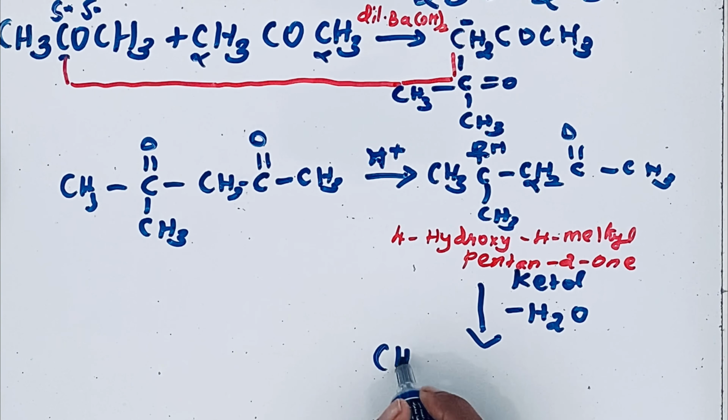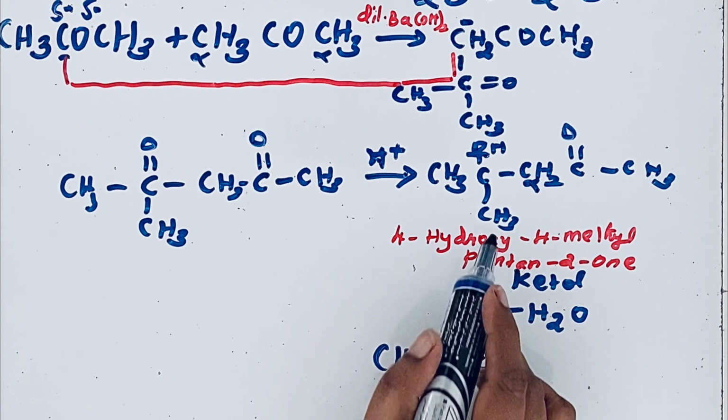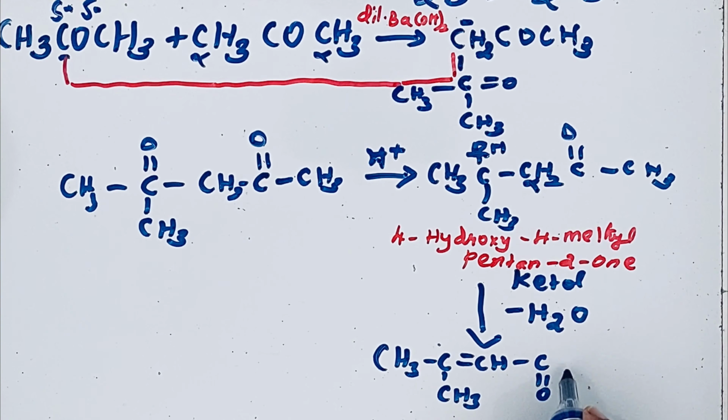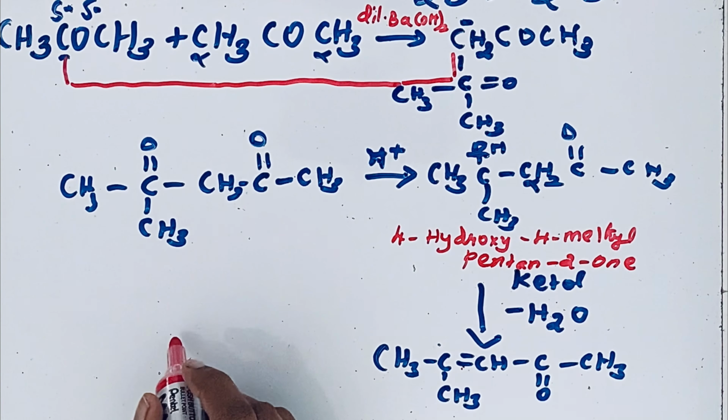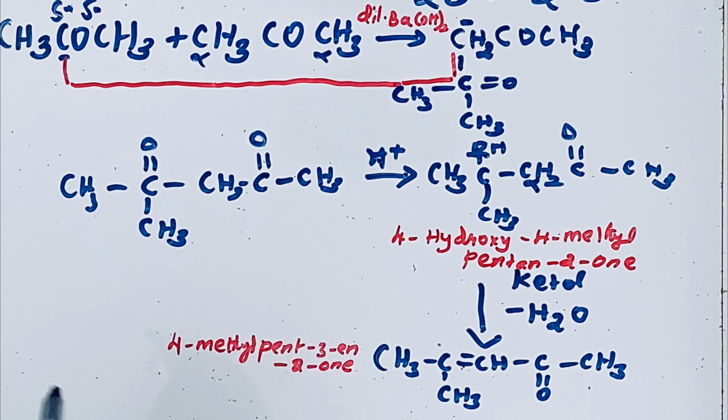So we can write CH3, C, then now it becomes CH, because of that this will become a double bond, CH3, C double bond O, CH3. We have in the third position one double bond and the keto group is present in the second position. 4-methylpent-3-en-2-one is the IUPAC name for that aldol condensation product.